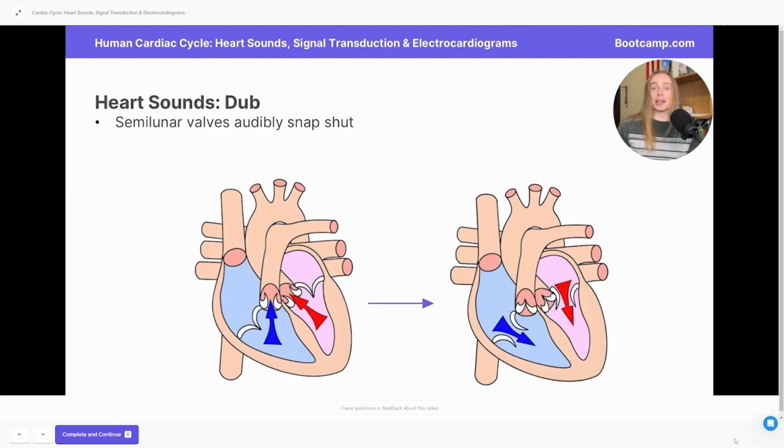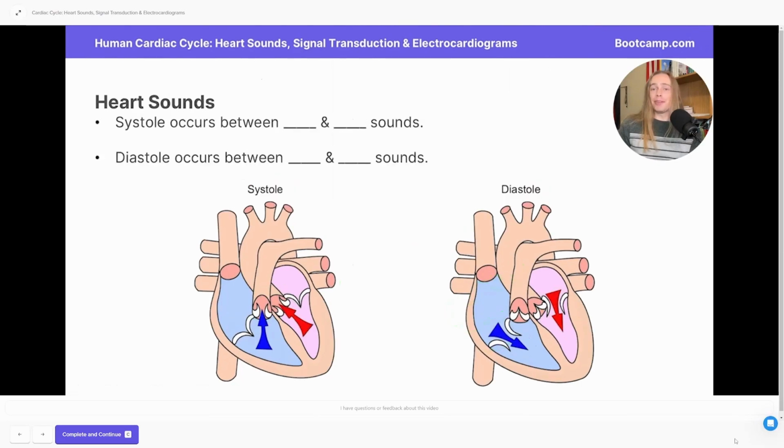The second sound then is the dub, and the dub is going to occur when we have our semilunar valves snap closed. Recall that at this time the atria are contracting, the AV valves are open, and the ventricles are being filled. With what we've talked about so far, do you think you could tell me which sounds systole and diastole are going to occur between? Great, so systole is going to occur between the lub and the dub sounds.